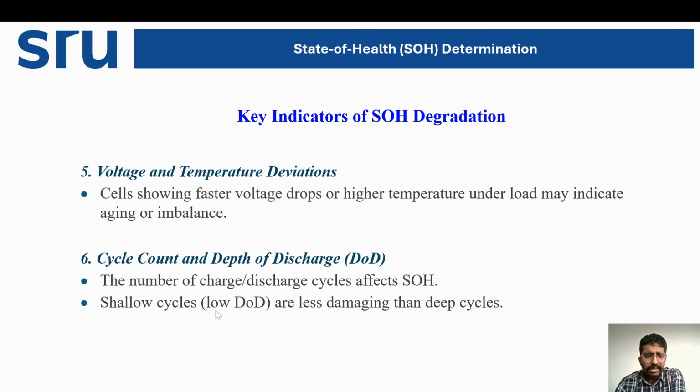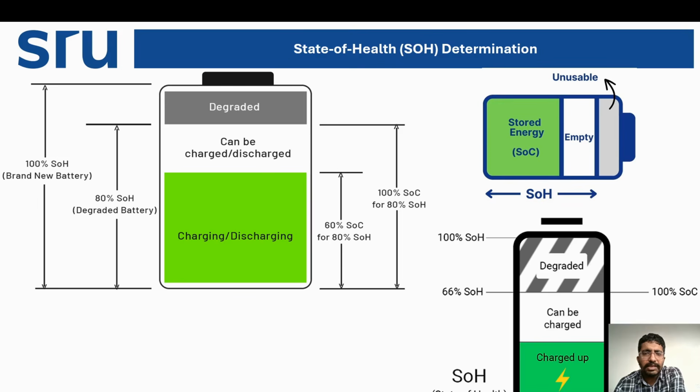Shallow cycles, like we cannot make the battery wait to get discharged up to 0%. When it is at 20-25%, suddenly the remaining battery will be gone within minutes. So that retention is very low. So depth of discharge will also be affected. These are some of the indicators of state of health degradation. Here it will be clearly analyzed.